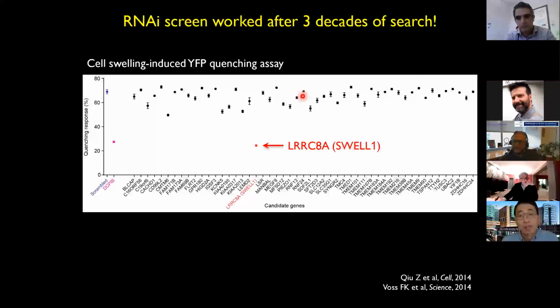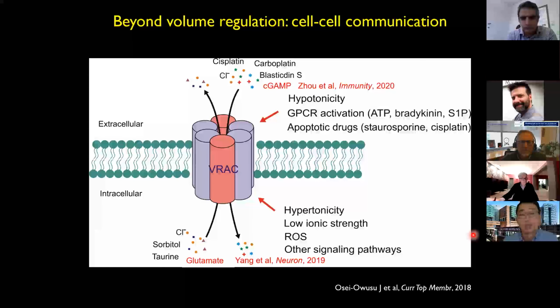And I will not go into details. Basically, we performed a whole genome siRNA screen. I will tell you about the assay in a minute. If you treat cells with swelling and you have this assay, this is a control scrambled siRNA, and this is a blocker. And this is a secondary screen we did after the genomic screen, and one gene popped out as the best hit possible. It's a little known gene called leucine-rich repeat containing family 8A. We call it SWELL1 because it's activated by cell swelling. And this was simultaneously discovered by both our group and Thomas Jentsch's group in Germany. And it's always good to reach the same conclusion.